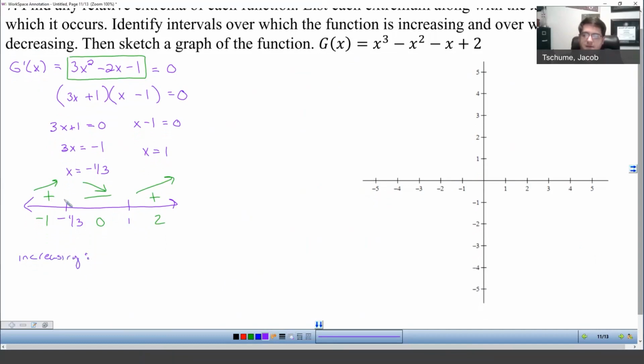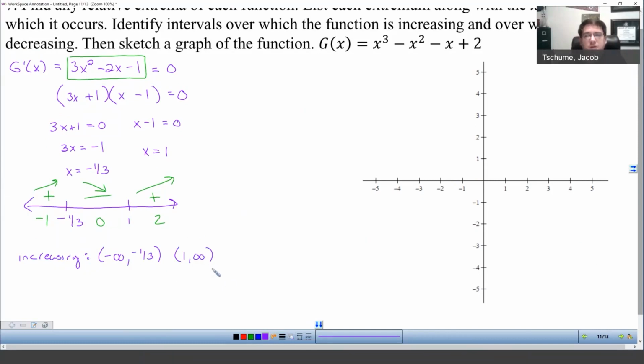So that's going to be everything to the left of negative 1/3. So that is negative infinity to negative 1/3. And it's also everything to the right of 1, which is from 1 to infinity.